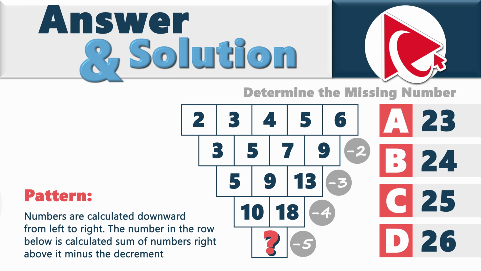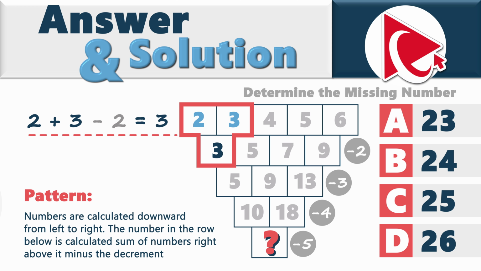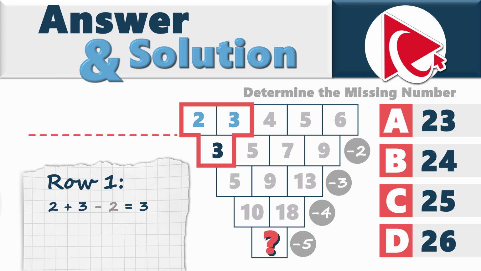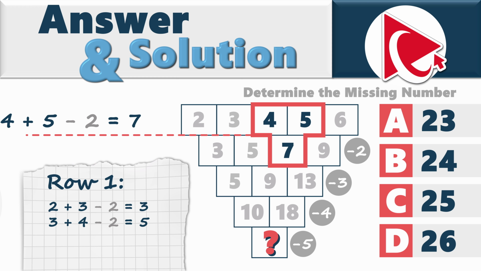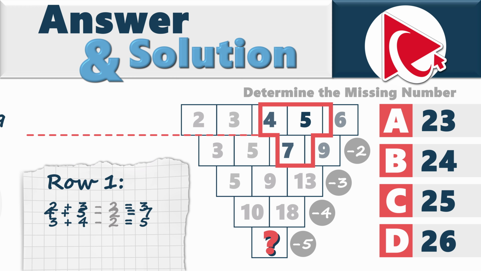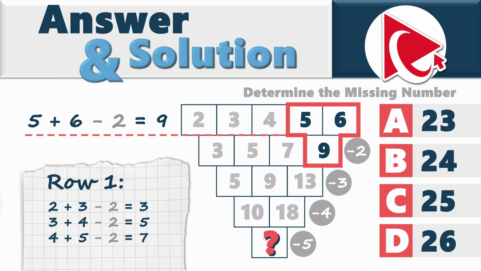Let's look at the example. Let's look at two numbers in the upper left corner of the pyramid. The numbers are 2 and 3. So the calculation for the number right below those would be 2 plus 3 minus 2 equals 3. Now you've recognized the pattern, let's continue the calculations in the first row. 3 plus 4 minus 2 equals 5. 4 plus 5 minus 2 equals 7. 5 plus 6 minus 2 equals 9.